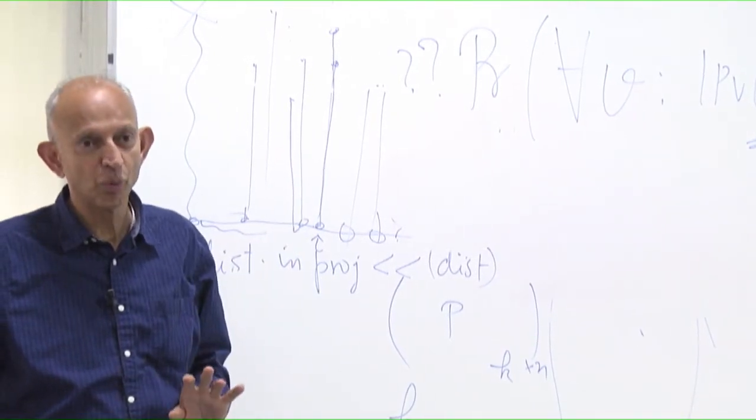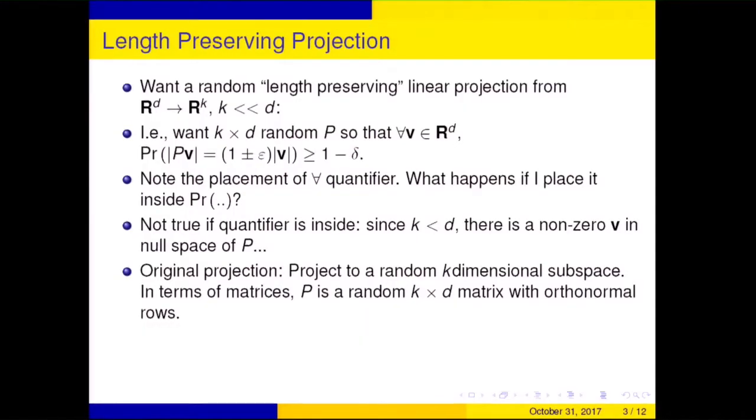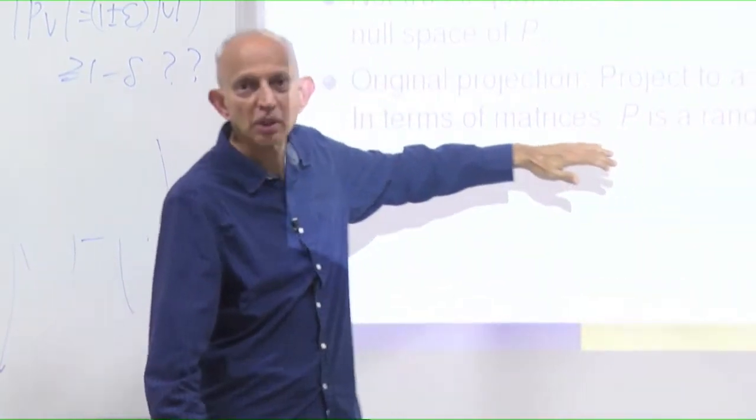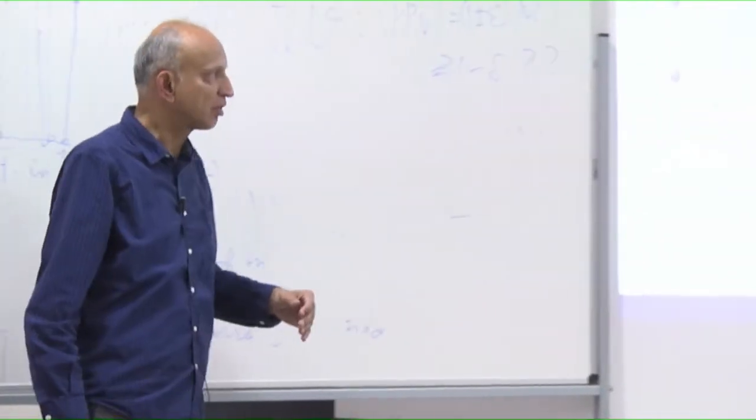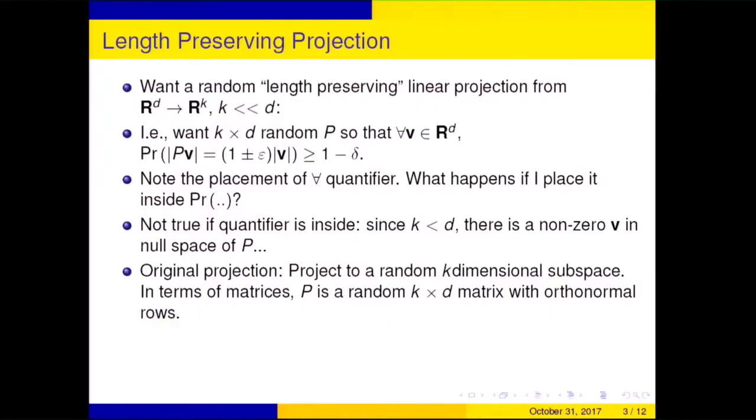I can only do it once for one vector at a time. The original projection that was used to prove this theorem, the Johnson-Lindenstrauss theorem, projected to a random k-dimensional subspace. In terms of matrices, P had rows which are a basis of that subspace, which means they were orthonormal. Vectors are orthonormal, as you recall, if the length is 1 and they are mutually orthogonal, right? So that was their P.